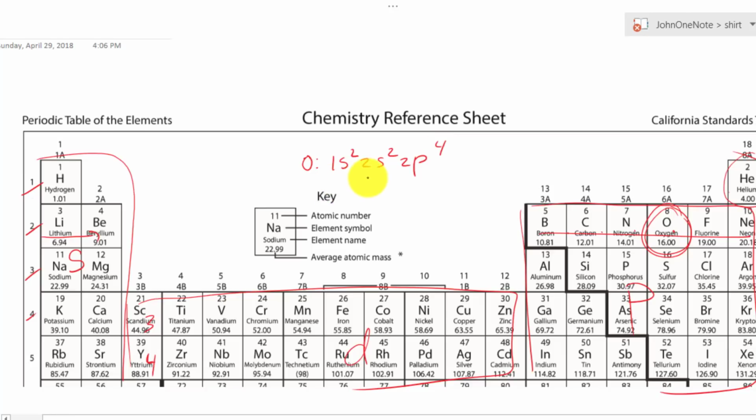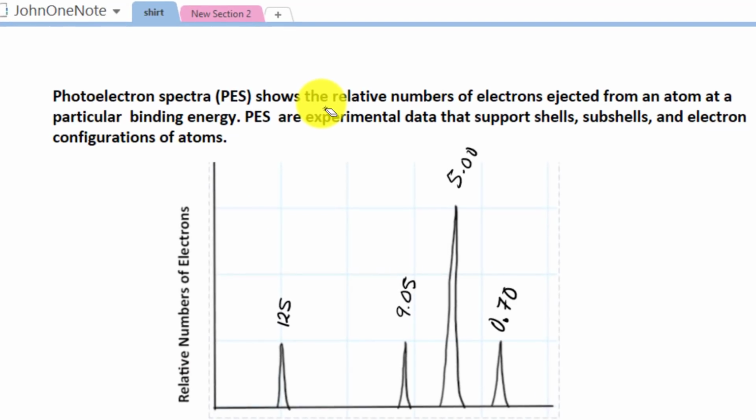Now today we are going to look at the experimental data that support the existence of sublevel, energy level, and the electron configuration. The experimental data that we are looking at is called photoelectron spectra, or PES, which show the relative numbers of electrons ejected from an atom at particular binding energies. Here you have your relative number, and in this case, we have the binding energies. So the PES are experimental data that support shells and subshells and electron configuration of atoms.